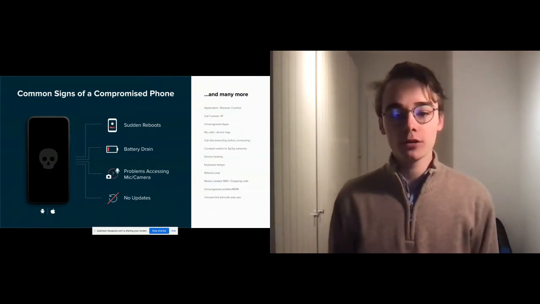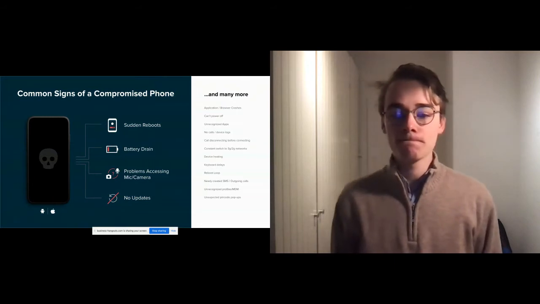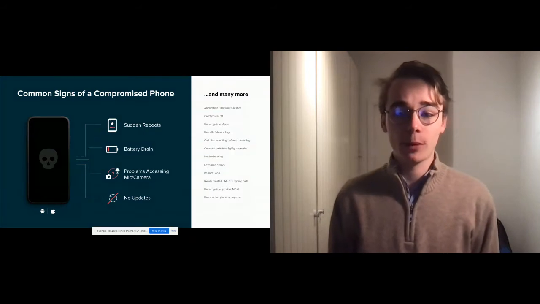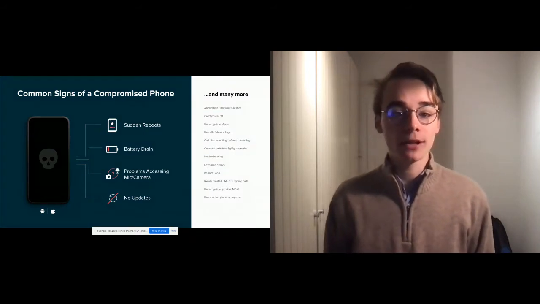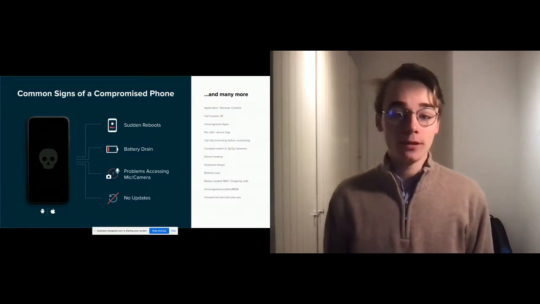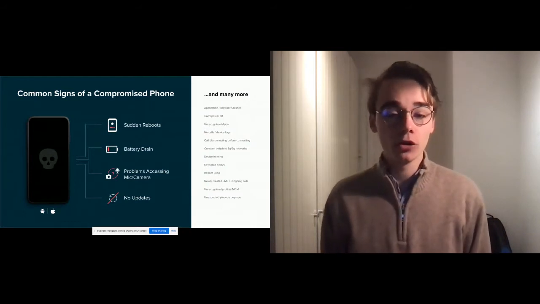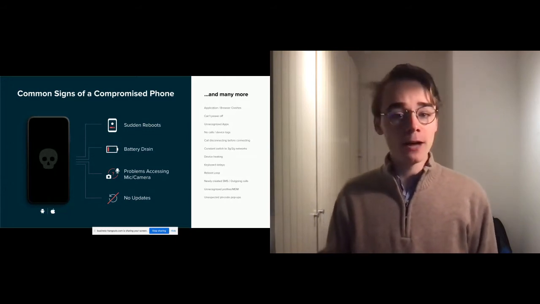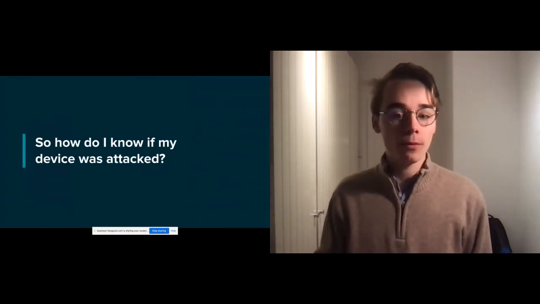Sudden reboots, battery drain, your phone that is not updating, or for example, a phone that you cannot power off. These are common signs. But they're signs, but they're not proofs. So you could have some hardware problem, some OS software problem. So it's very, very hard to actually know for sure whether your phone was compromised.